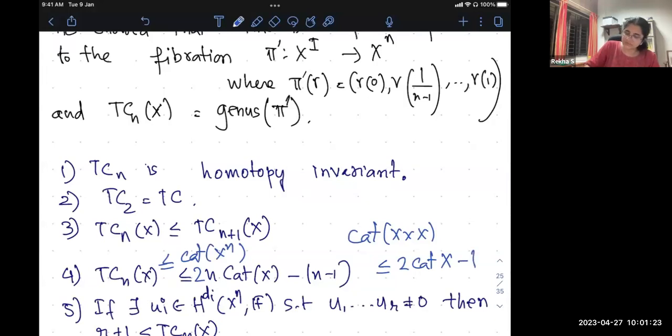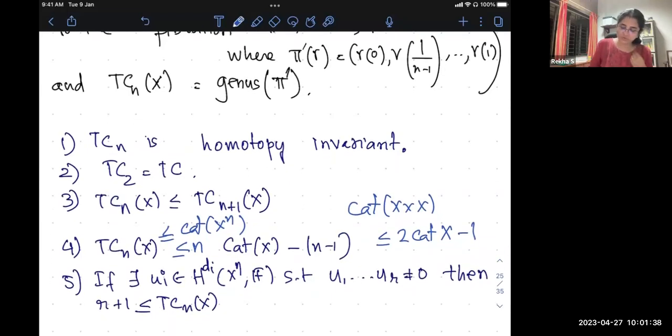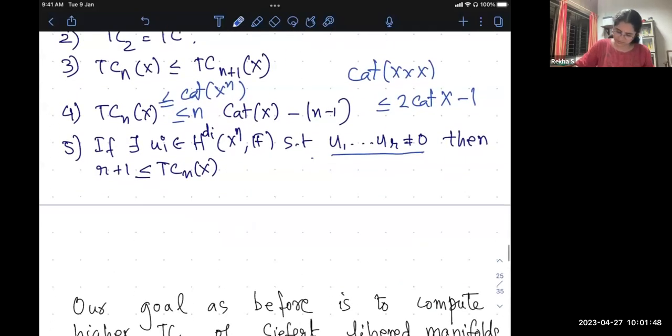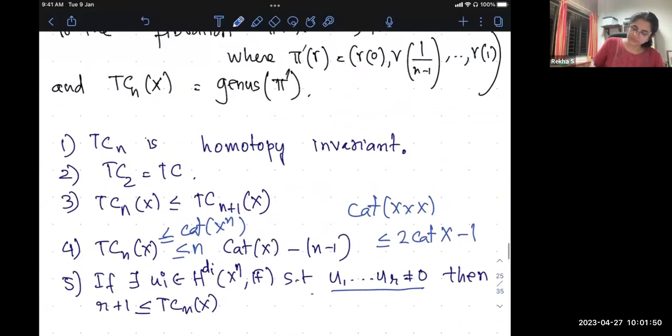But I then generally look at, so we keep generalizing this, and for the n case, you get that TC n cat is less than or equal to n cat x minus n minus 1. Okay. And just as before, one can consider elements whose product is non-zero and which vanish under delta star. So here now, there is again a diagonal map as before, so we can do this kind of a thing as before.